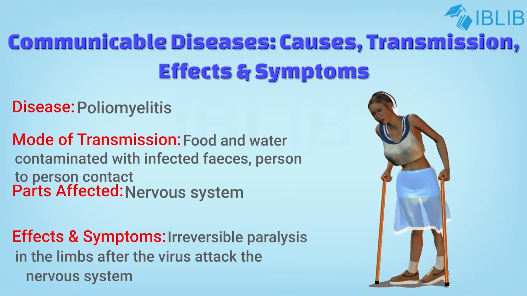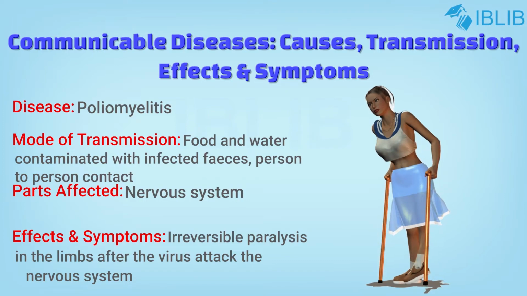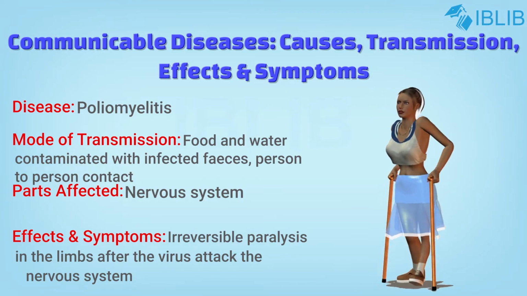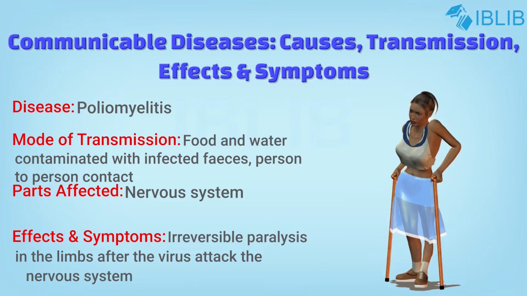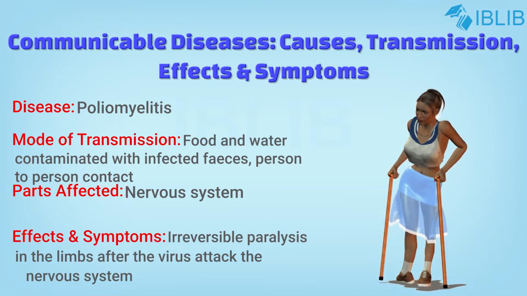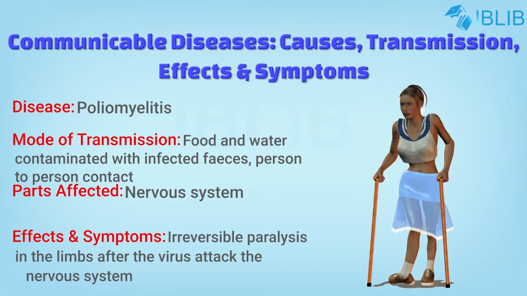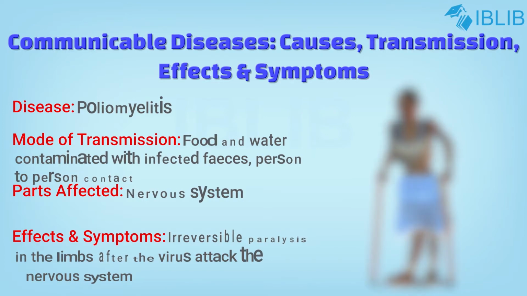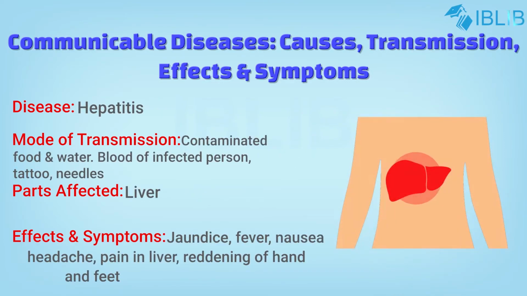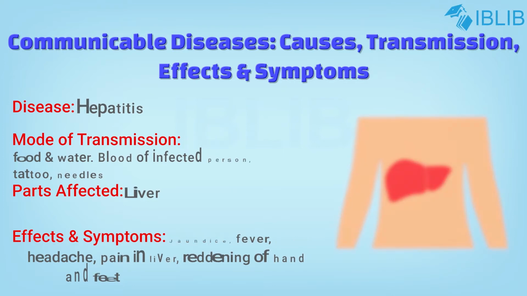Poliomyelitis. It is transmitted by food and water contaminated with infected feces and person-to-person contact. It affects our nervous system. The symptoms are irreversible paralysis in the limbs. Hepatitis. It is transmitted by contaminated food and water, blood of infected person, and needles. It affects our liver. The symptoms are jaundice, fever, nausea, headache, pain in liver, reddening of hands and feet.